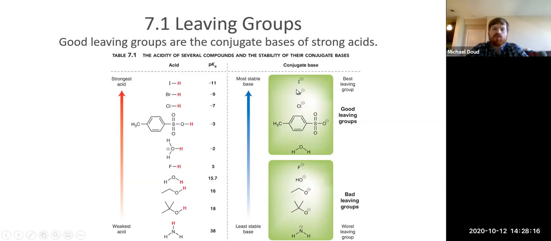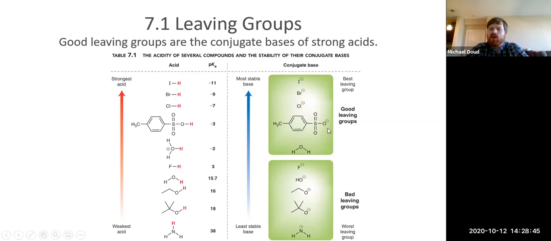The best leaving groups are basically the conjugate bases of strong acids. Hydriodic acid has a pKa of -11. It's a very strong acid, and that means its conjugate base, iodide, is very stable. So iodide is our best leaving group. Then there's also bromide and chloride. Water can also be a good leaving group. And then we also have sulfonates, like what we see here.